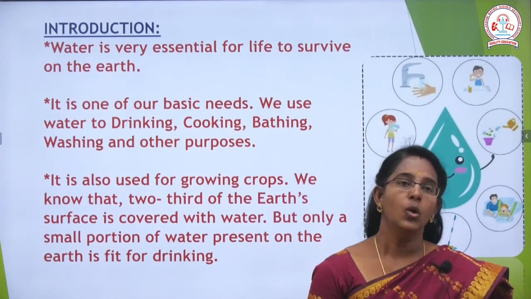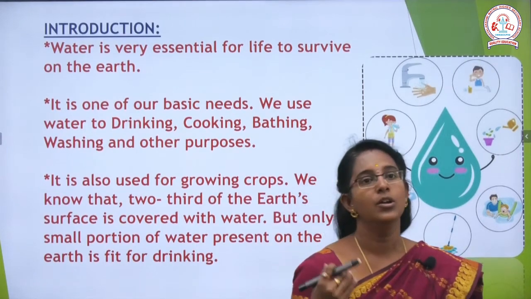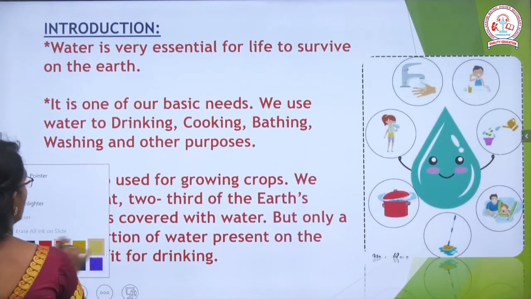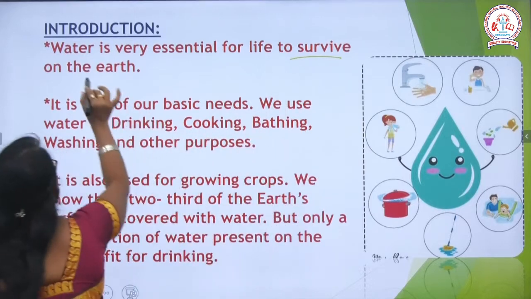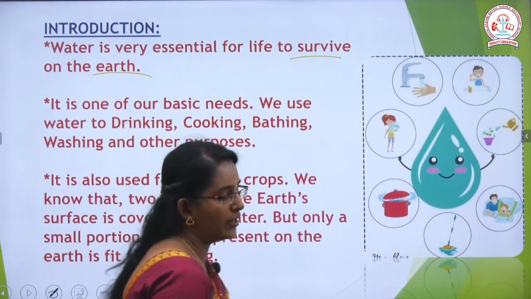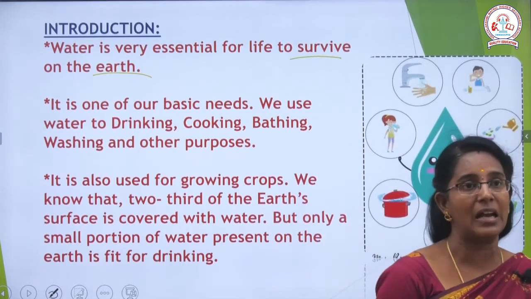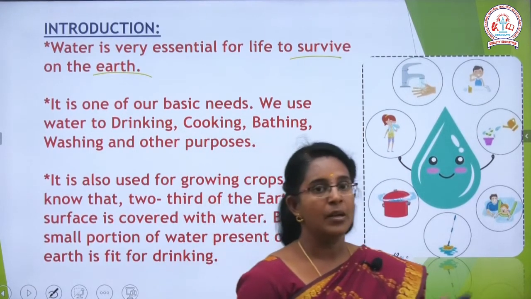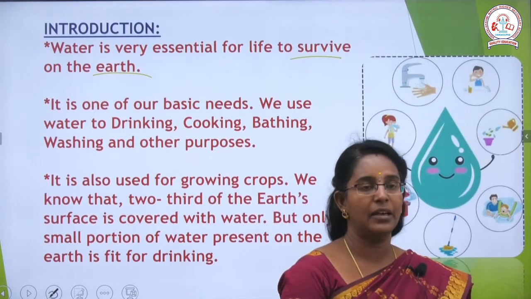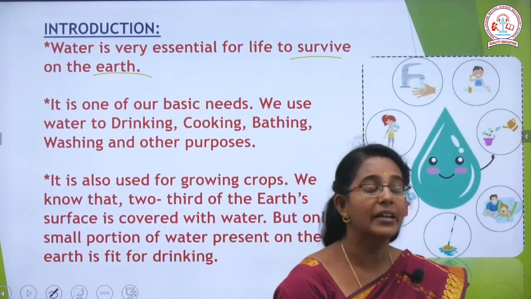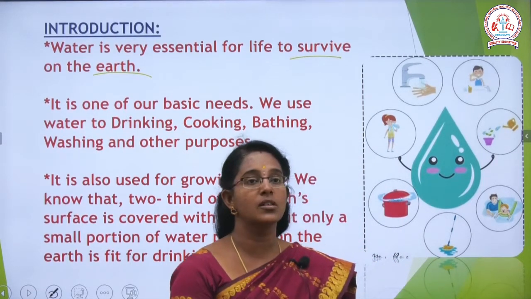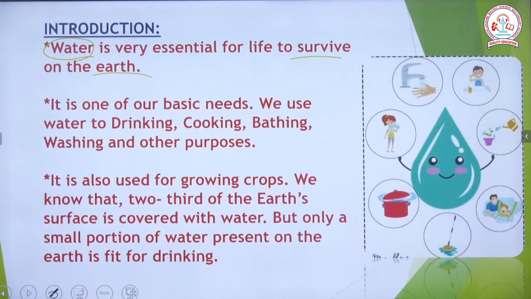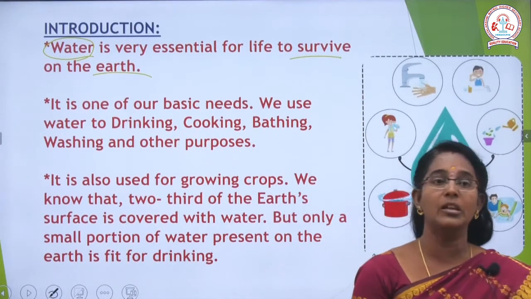Introduction of water. Water is very essential for life to survive on the earth. Without water we can't live. To survive on the earth, we need air, water and other natural resources. What are the natural resources? Water, air, nature, that is trees and plants, food, and fossil fuels. These are the important natural resources, and one of them is water. Everyone should know the importance of water, so we want to save the water. Without water we can't live even for one second.